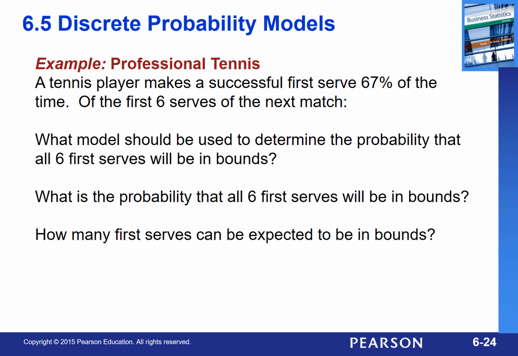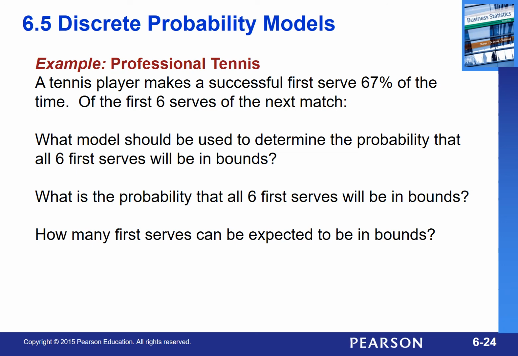Of the first 6 serves in his next match, what model should we use to determine the probability that all of his first 6 serves will be in bounds? What's the probability that all of his 6 serves will be in bounds? How many first serves can be expected to be in bounds? So this is a little bit of a different question.